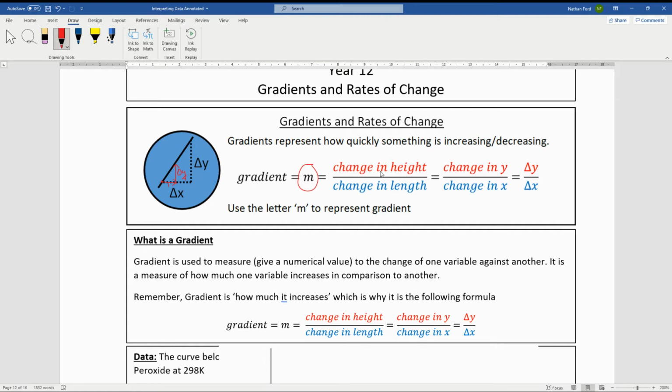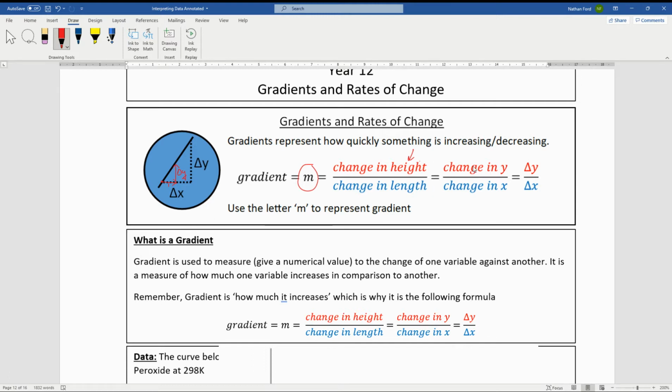Well, we think about it. Gradient is how much it's increasing or decreasing. So we want to find out how much it's going up or down. So that's the main measure. We're looking at height as our main measure, so it goes on the top, and it's with respect to the length, because that's on the bottom. So if I go 2 across, it should be twice as high. That's why we have to divide by the length.